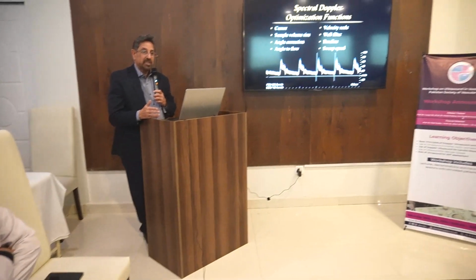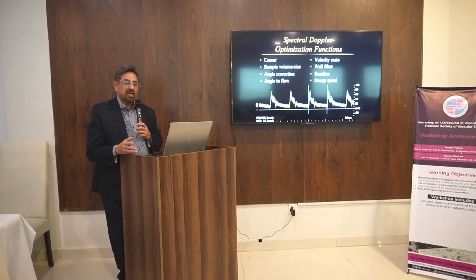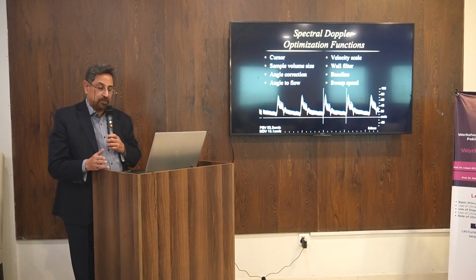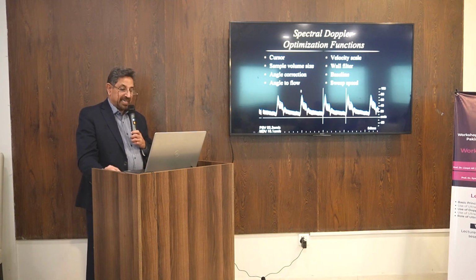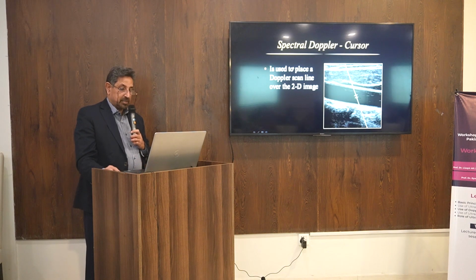So how do you optimize your image? We have talked a lot about how to play with the keys and knobs to get a very good, nice, crisp image. How to deal with turbulent flow, a vessel behaving like an angry snake. How to manage that vessel, so you get a nice, crisp image. So we have these points: cursor, sample volume, a lot of things. I will touch all of these.